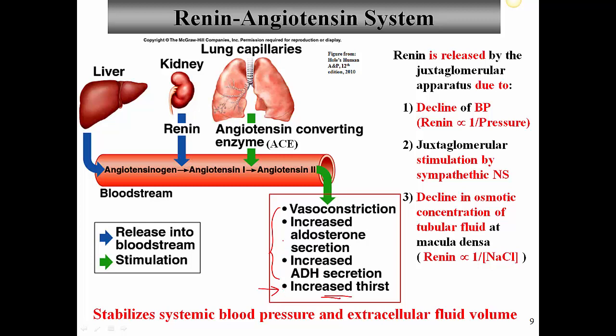Now, the signals for the release of renin in the first place, as we said, a decline of blood pressure, that one you see here. We can also, in some cases, have sympathetic stimulation of the juxtaglomerular apparatus, as we talked about a second ago. This can also cause an increase in blood pressure and an increase in secretion of renin. And finally, when we have a decline in the osmotic concentration of tubular fluid, the macula densa will detect that and will also cause an increase in renin secretion.